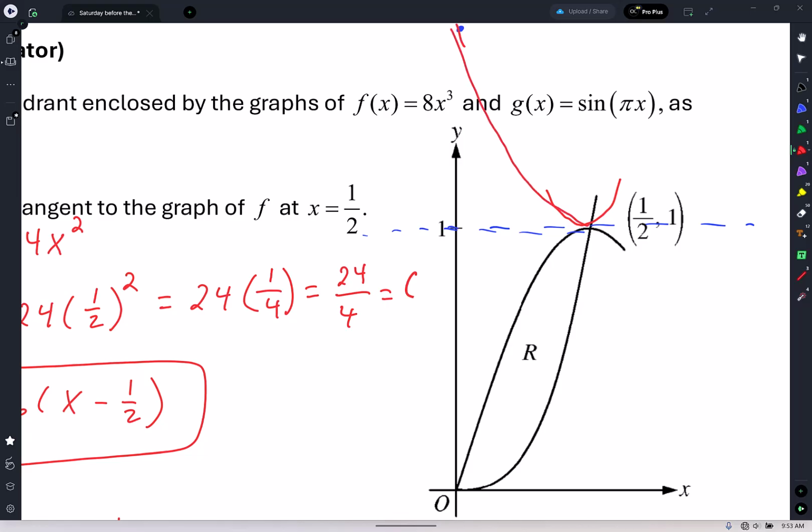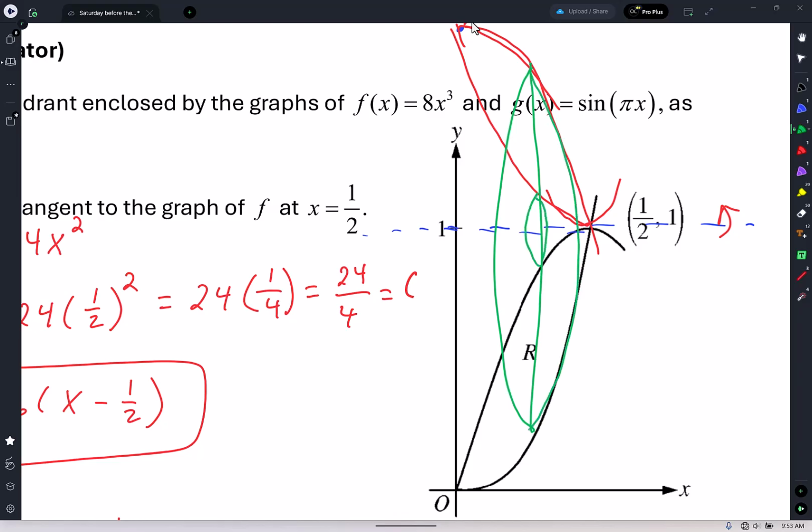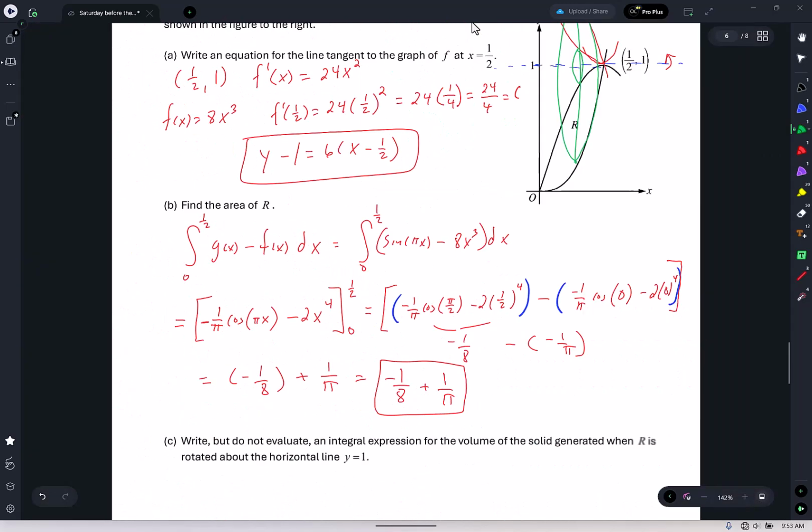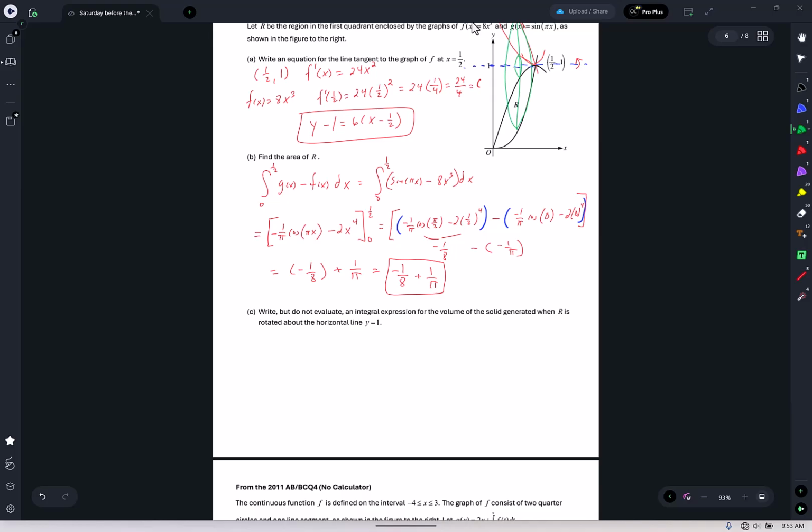And then this point, it's not perfect. That's okay. And I'm rotating it about that. So look, when I slice it, what shape is that? A washer. Here it is. I'm going to zoom out so I can see it. Volume equals, and do I have to evaluate it?